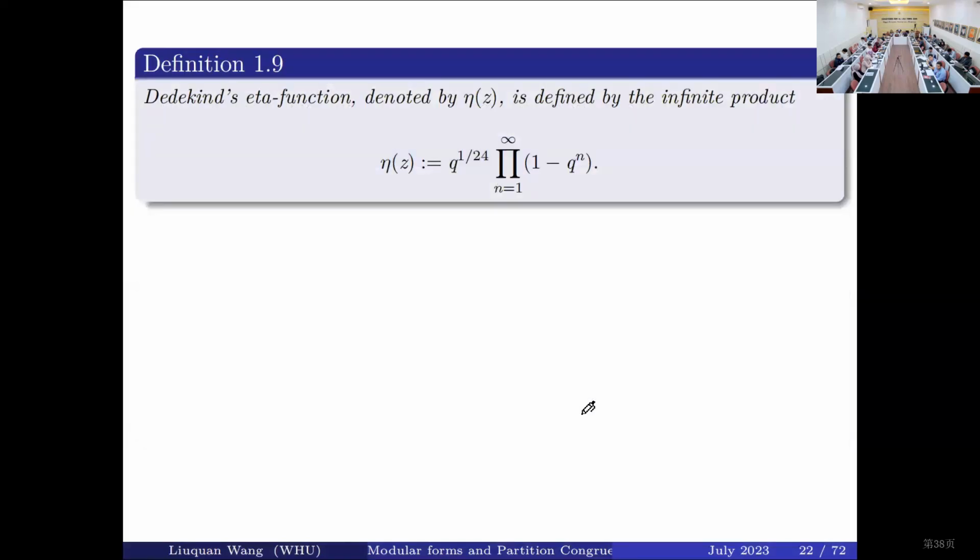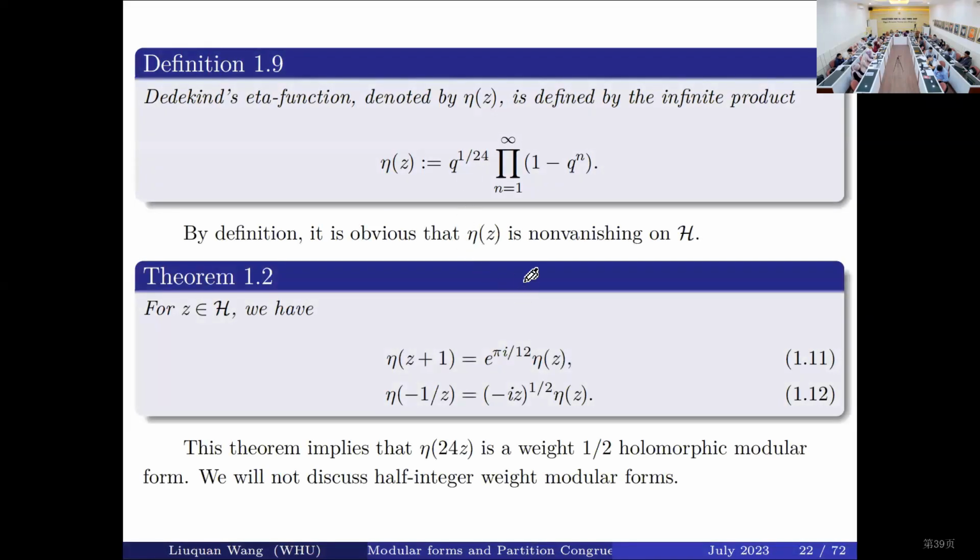Okay. The last piece for this part, we need the Dedekind eta function, which is denoted by η(z). It is defined by this kind of infinite product. Again, here q equals e^(2πiz), so this is a function in q and also a function in z. This is called the Dedekind eta function, and this function has very nice properties.